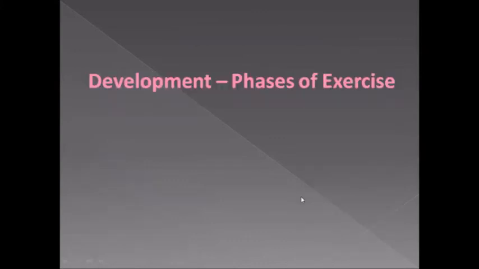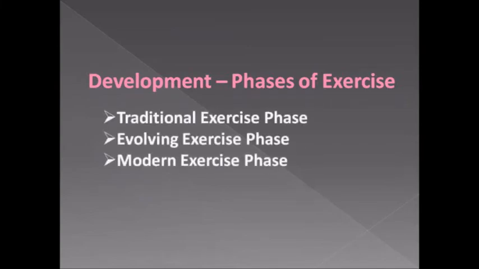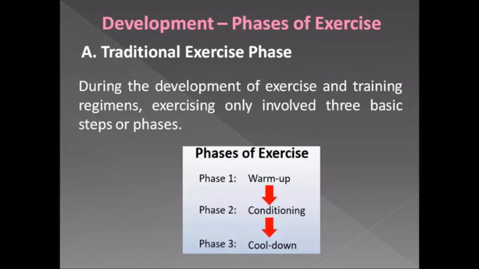Ayan. Okay, let's go first with the development or the phases of exercise development. We have the traditional, evolving, and modern. Traditional exercise phase: during the development of exercise and training regimens, exercising only involved 3 basic steps or phases: warm up, then second conditioning, and cool down. So here, the main set is called conditioning. So pareho lang yun pag sinabing main set or conditioning phase, that is your main activity or yung exercise na talagang ipe-perform mo on that day.